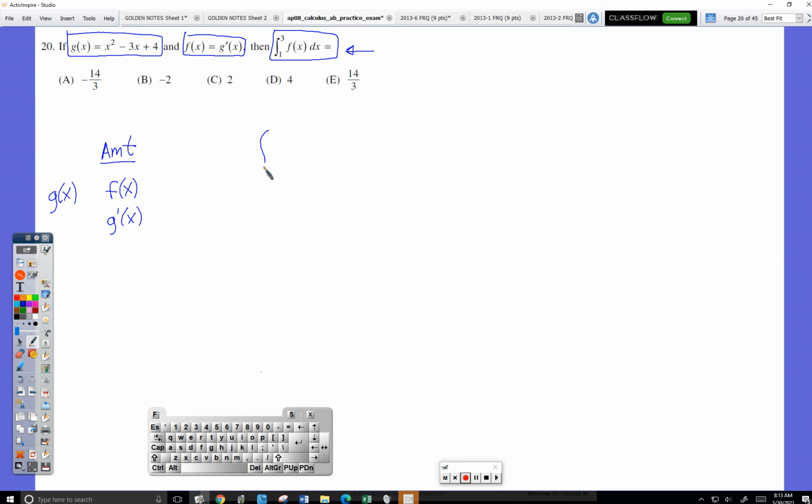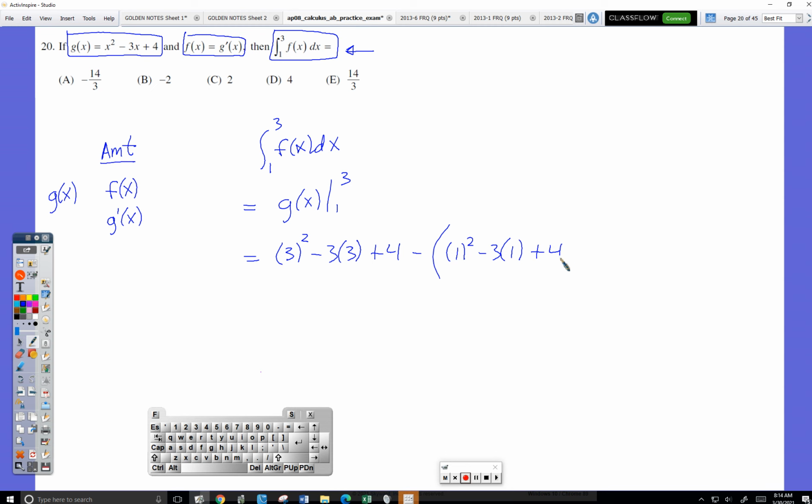This integral can be found by taking the antiderivative of F. The antiderivative of F is G, and evaluating G from 1 to 3. So now I simply do that. Don't forget, when you subtract multiple terms, you've got to have a big parenthesis there. If it were an FRQ, I'd stop right there.